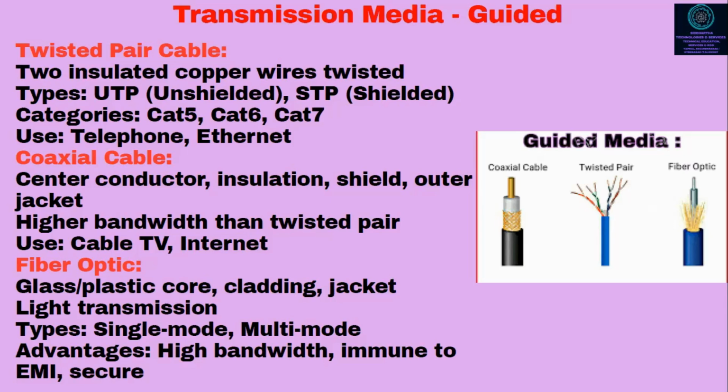The third is fiber optics: a glass or plastic core, cladding with a jacket, using light transmission. The types are single mode and multi-mode. Two types of fibers you will get in fiber optics, that is single mode and multi-mode. Advantages: high bandwidth, immune to EMI, and it is very secure. So this is a little idea about transmission media, the guided type.